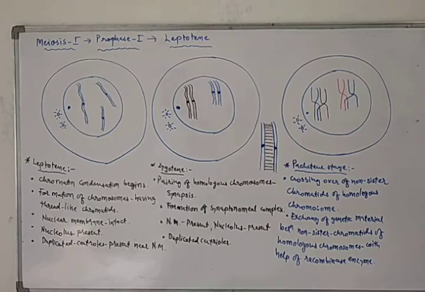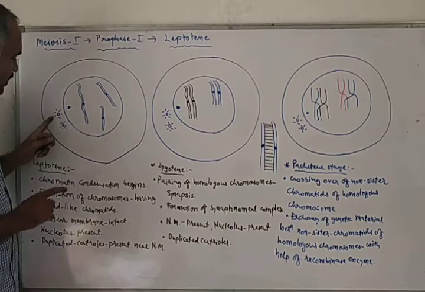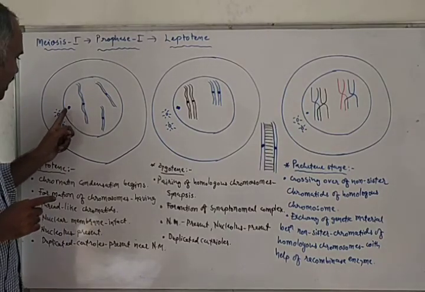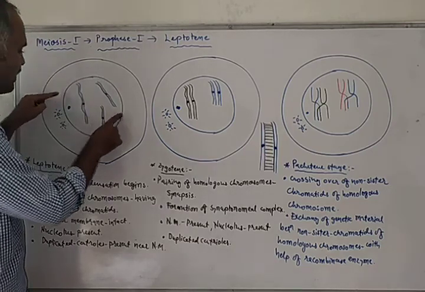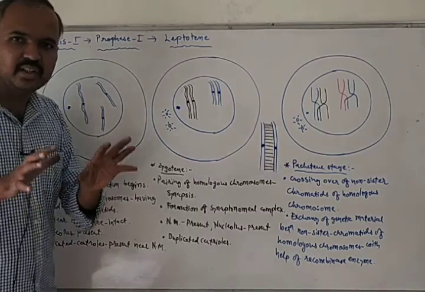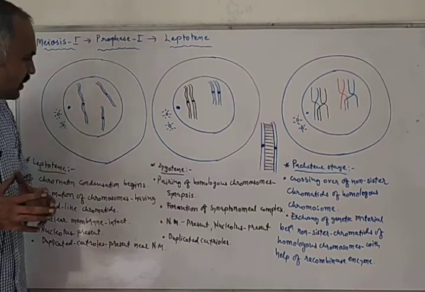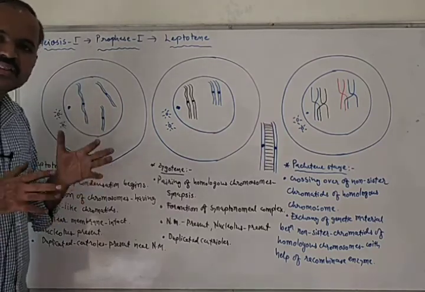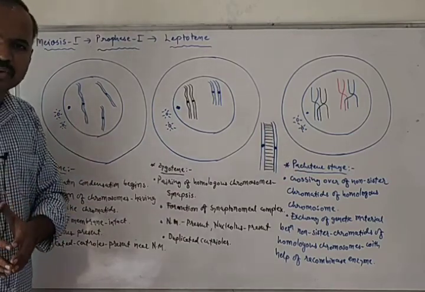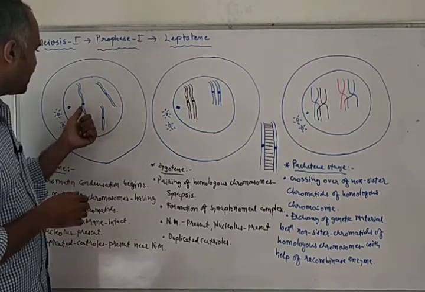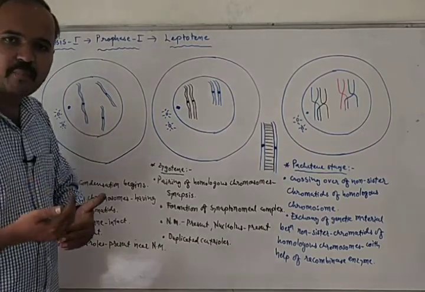So what happens in the leptotene? Here the cell is there, and it has duplicated centrioles. Its nucleolus is present, and nuclear membrane is also present. It is also intact. So what kind of changes has occurred in this cell? You can see that chromatin has condensed to form chromosomes. Now chromatin condensation has occurred and it has taken the shape of chromosomes.